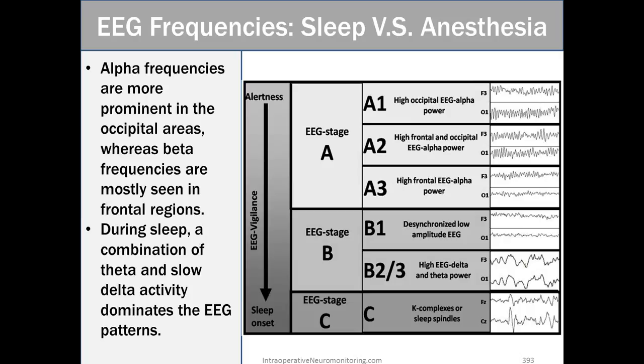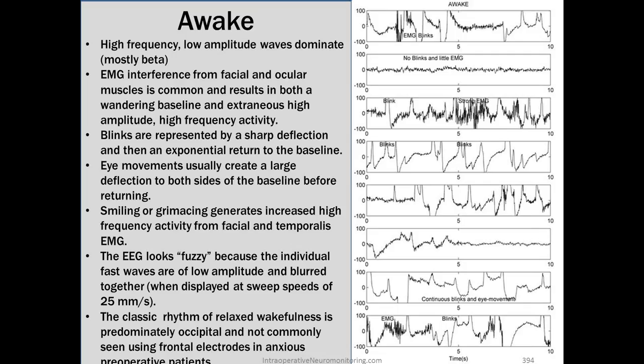In the picture on the right here, we see the alertness all the way going down to sleep. Stage A has A1: high occipital EEG alpha pattern. Go down a little bit more: high frontal and occipital EEG pattern. Down a little bit more: high frontal EEG pattern. We start to get a little bit more sleepy. The desynchronized low amplitude EEGs, high EEG delta and theta power, and then K complexes or spindle activities. Spindle activities should be recognized with sleep patterns.